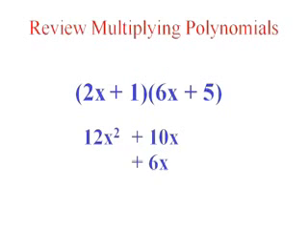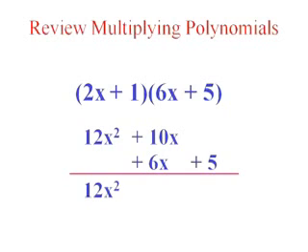And I'm going to line him up with the 10x because they're getting together later. And 1 times 5 is 5. Now let's add like terms, and we get 12x squared plus 16x plus 5.